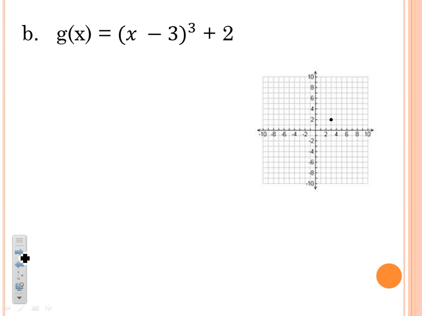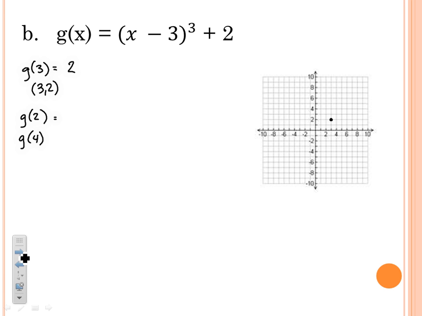And if you were to plug in 3, okay, if we were to do g of 3, you would end up finding that you're going to get 2. So 3, 2 was a point to graph. And again, you can do a couple more if you want. Let's maybe try g of 2 and g of 4.